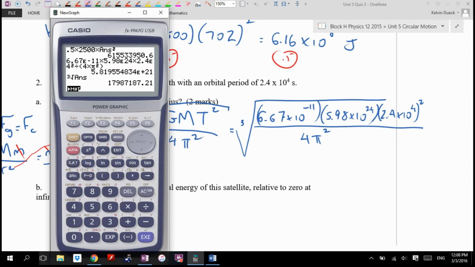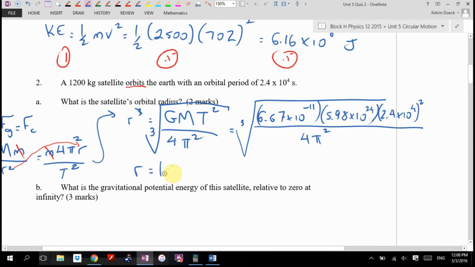I was going to say, that 9 is going to get rounded up, become a 0, and that 7 is going to become an 8. So it's going to be 1.8 times 10 to the 1, 2, 3, 4, 5, 6, 7 meters. What if instead of saying find the radius, I had said find the satellite's orbital altitude?